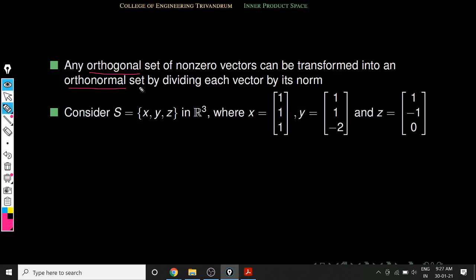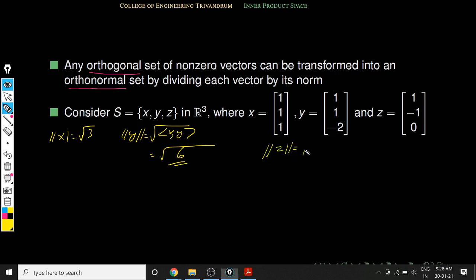And what is the norm of x? In this case, the norm of x is equal to square root of 3. Similarly, what about the norm of y? Norm of y is the square root of the inner product of y with y, that is the positive square root of 1 plus 1 plus 4, that is the square root of 6. And similarly, what about the norm of z? That is equal to the positive square root of 1 square plus (-1) square plus 0 square, that is the inner product between z and z. So that is the square root of 2.